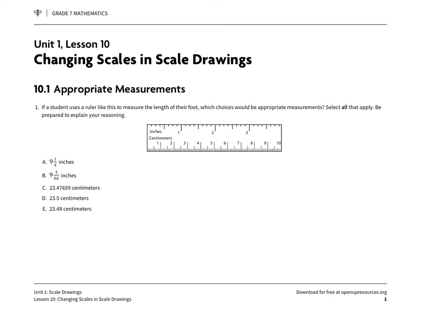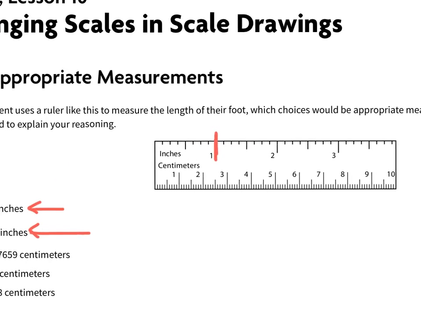And it's asking if a student uses a ruler like this to measure the length of their foot, which choices would be appropriate measurements? Select all that apply. So we're looking at the specifics of each of these different measurements. Could a student measure his foot or her foot to be 9¼ inches? How about 9 5/64 inches? Well, the idea here is, what's that ruler broken down into? Here's 1 inch. What are each of those other little measurements in between?